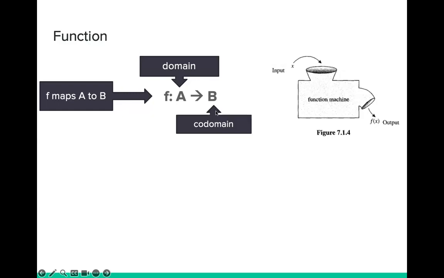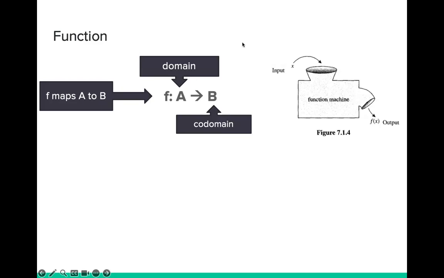Now, if we have this notation, f maps A to B, we call A the domain and B the codomain. So what is the difference between these two? When we say domain, these are the set of all the possible inputs for a function, so anything that we can input into the function. And the codomain, on the other hand, is the set of all the allowable outputs.